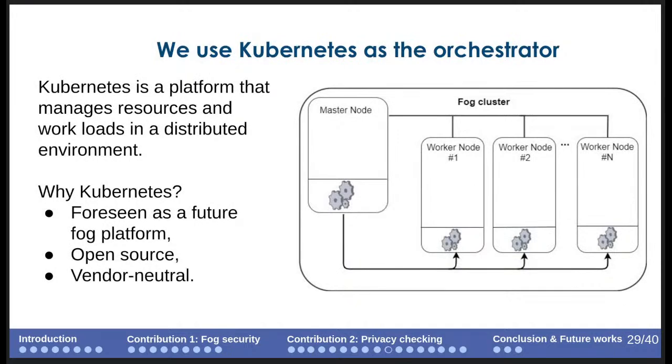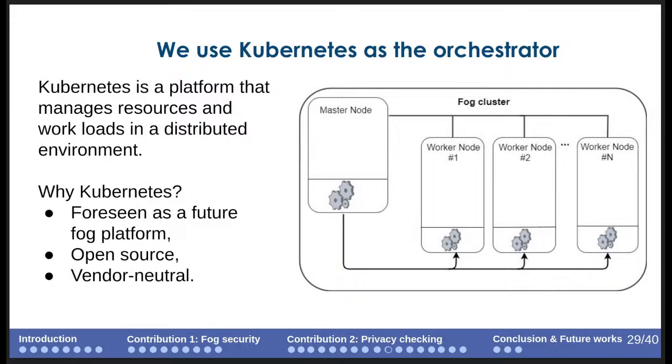We are going to build our proof of concept on a fog computing platform. As fog computing is a distributed system, we need an orchestrator to manage resources and workloads in this environment. We assume Kubernetes as the orchestrator. Why Kubernetes? Kubernetes is foreseen as the future fog computing platform, and it is open source and vendor neutral. However, if there is any other orchestrator, as long as we can access the network traffic, this procedure can be reproduced on other orchestrators.